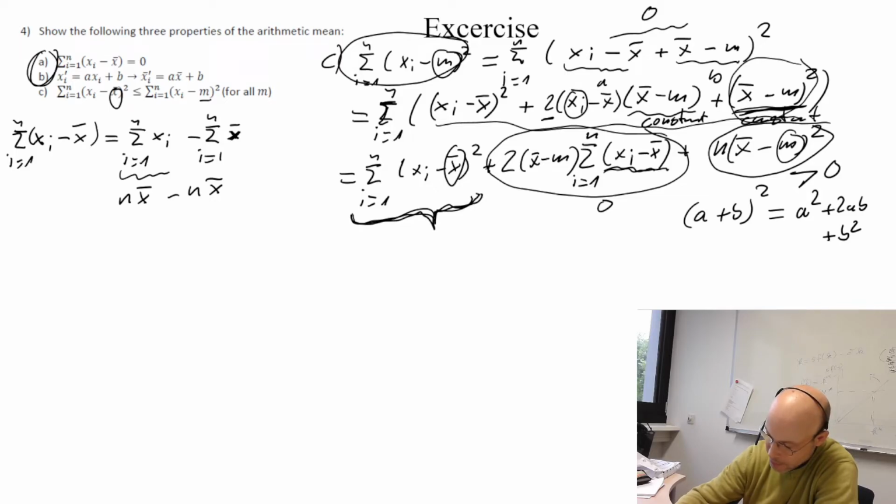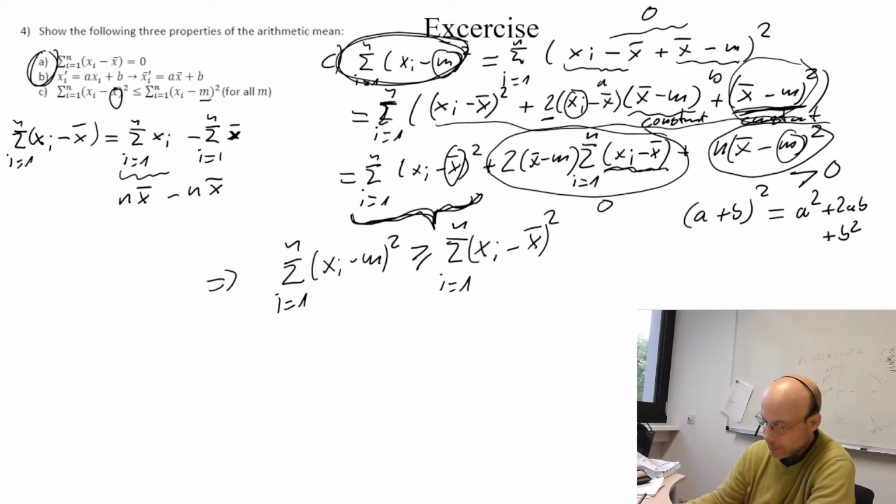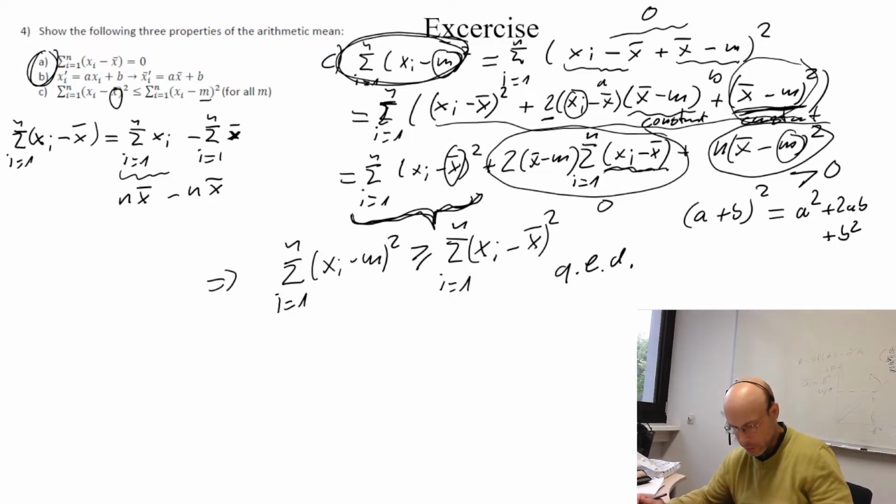This is the square distance with respect to the arithmetic mean. So we can conclude that the sum of (xi minus m) squared, i from 1 to n, is larger or equal to the square distances with respect to the arithmetic mean. And again, we have shown what we wanted to do. Did you have shown these properties already in your introductory courses? Because these properties are really important if we go on doing statistics.